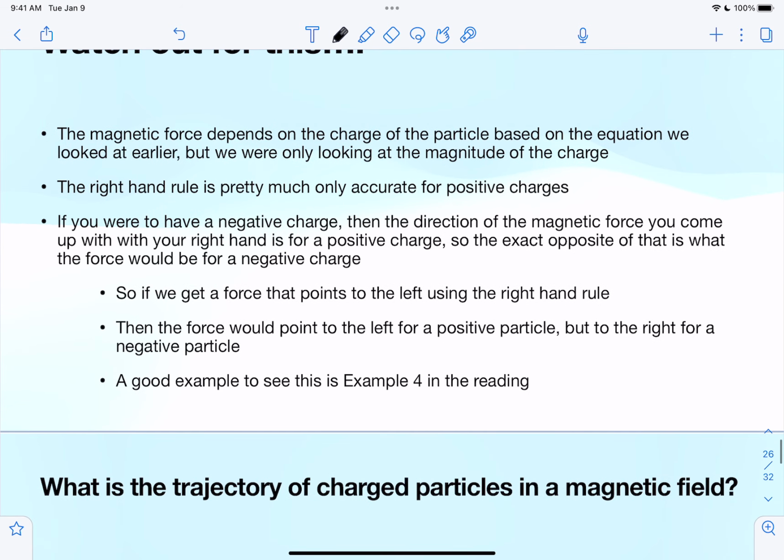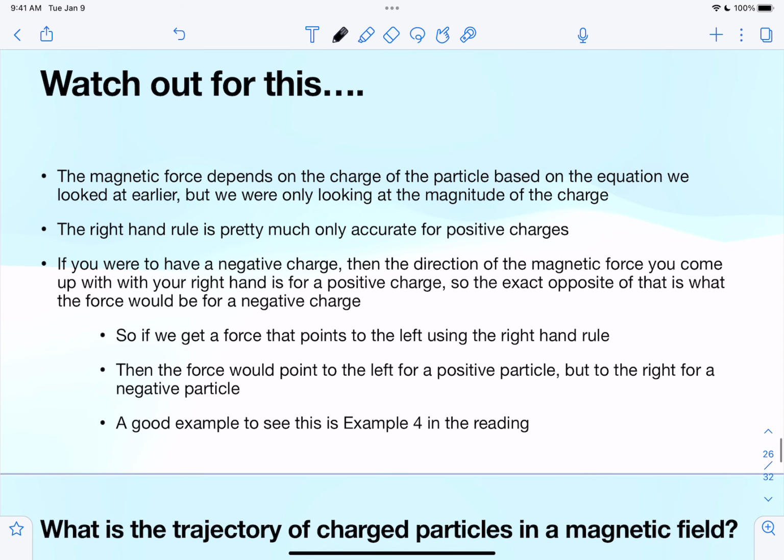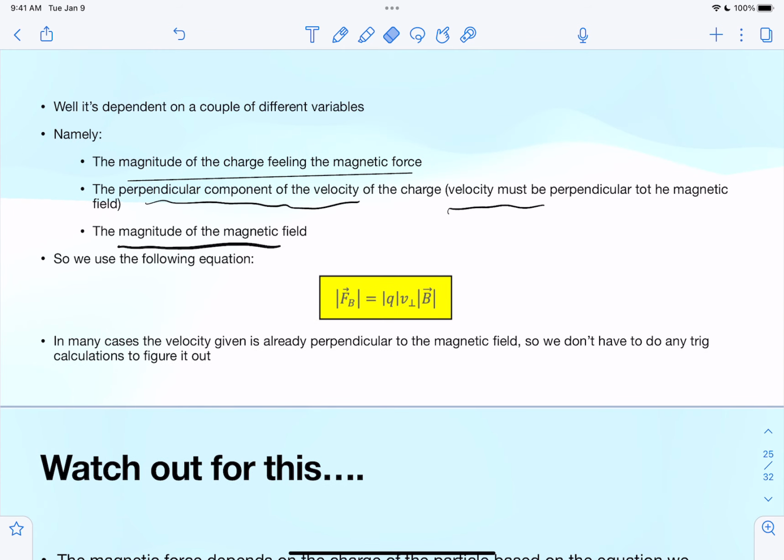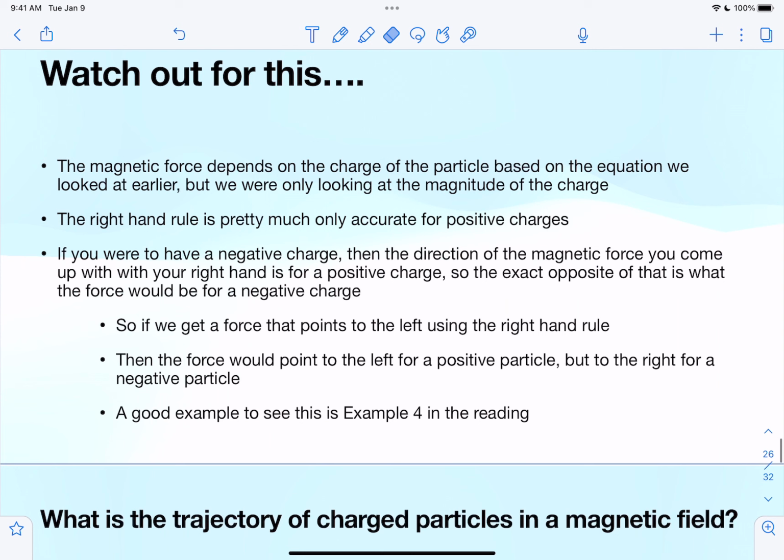So there's one thing to watch out for, and that is the fact that there's a difference between positive and negative charges, right? So you could have a proton or an electron as your particle. Once again, the convention, like I was talking about a lot in the last couple of chapters, is that we're dealing with positive charges. So your right-hand rule will always give you the correct direction for a positive charge. However, it's only accurate for positive charges.